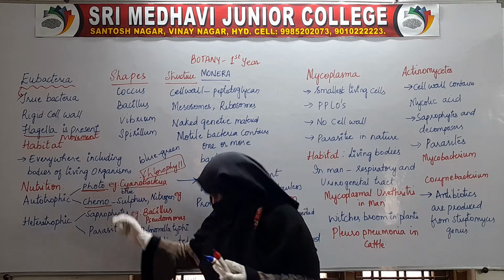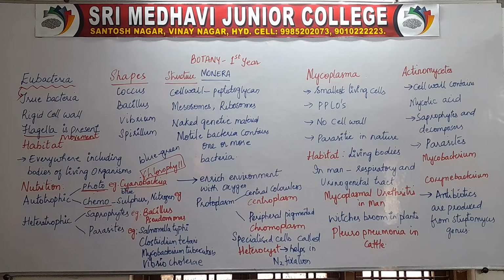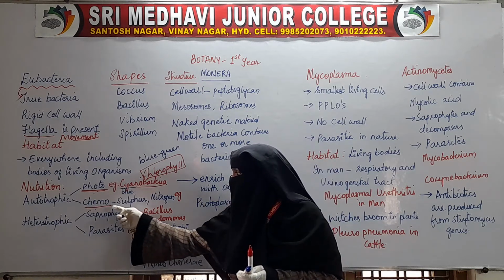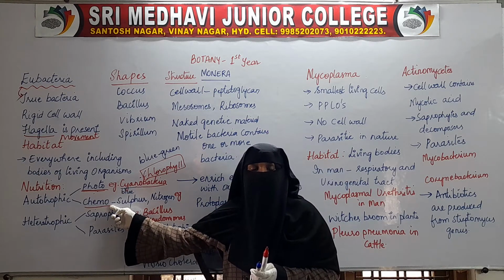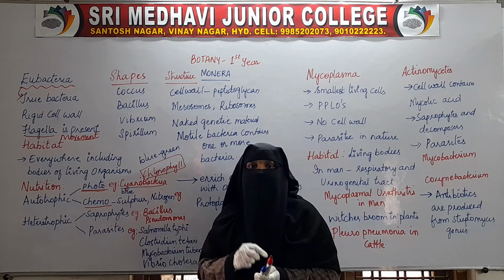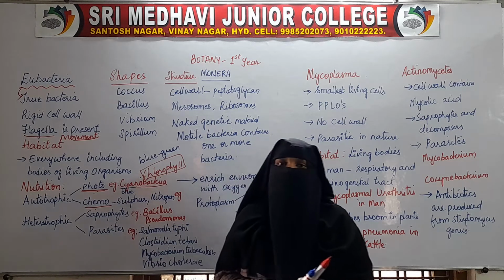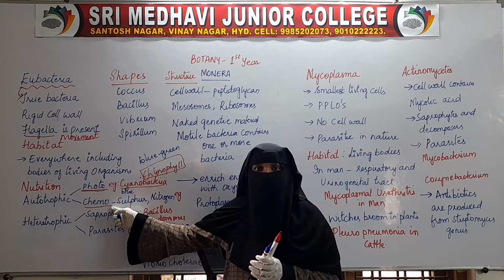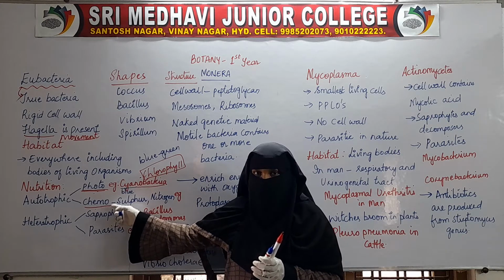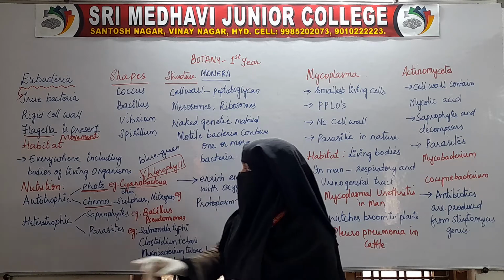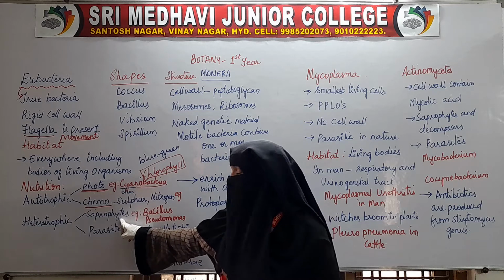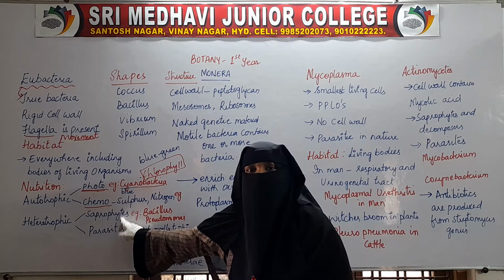Next is chemoautotrophic bacteria. These are the bacteria which take chemicals as the source and produce their food material. Heterotrophic bacteria are again divided into two categories. Saprophytic, which depends on dead matter.